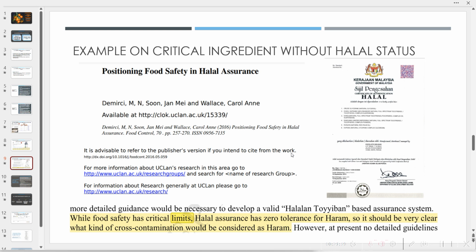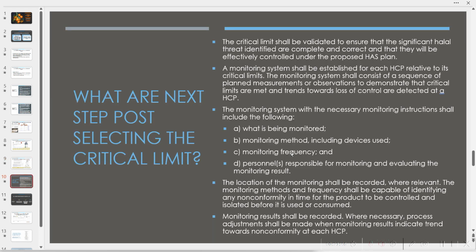Okay, those that have range value, voltage, temperature, time, that's under Toyiban part. So that one, you just go look from the published manuals or standards. That one you can get that information from this document. But for ingredient status, whether it's halal or not, just look for halal certificate and the supporting document that we learned in the last class.